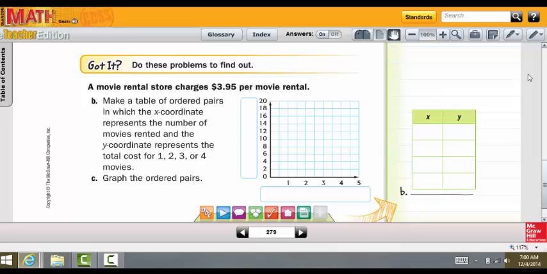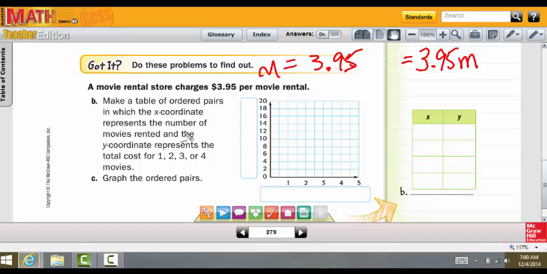We have a problem here that says the movie rental storage charges $3.95 per movie rental. So our unit rate is $3.95 per movie. So that is going to be our slope in our equation. Make a table of ordered pairs in which the x-coordinate represents the number of movies, so the input is going to be movies, so it's going to be $3.95, or 3.95 times m is going to give us our output.